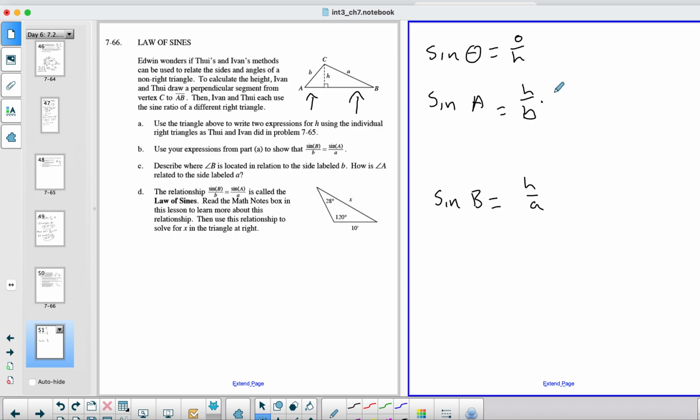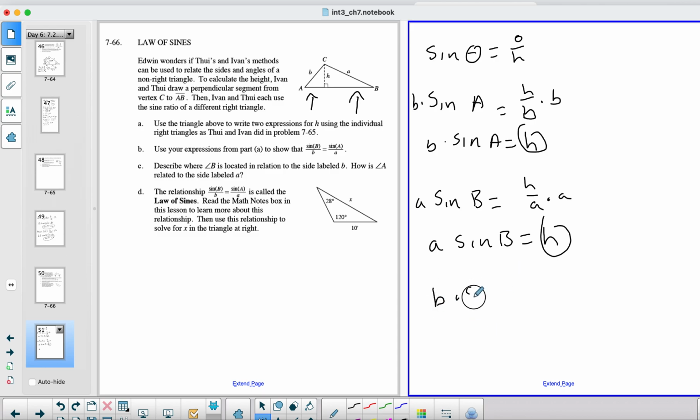If I did the same thing I did last time, I'm going to multiply both sides by b. So I get b times the sine A equals h. If I multiply both sides by a, I get a sine B equals h. Since both of these equal h, I can set them equal to each other.